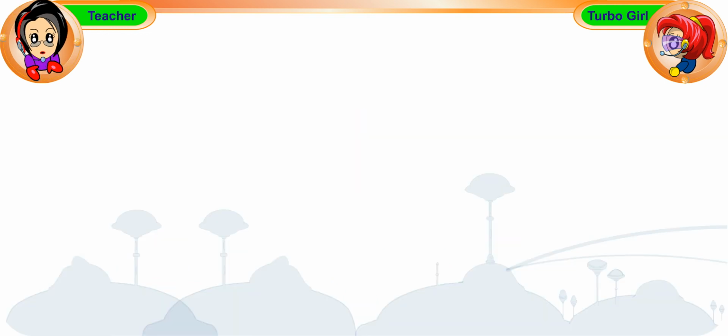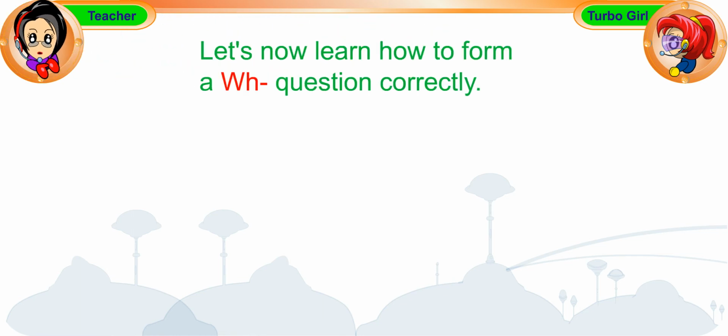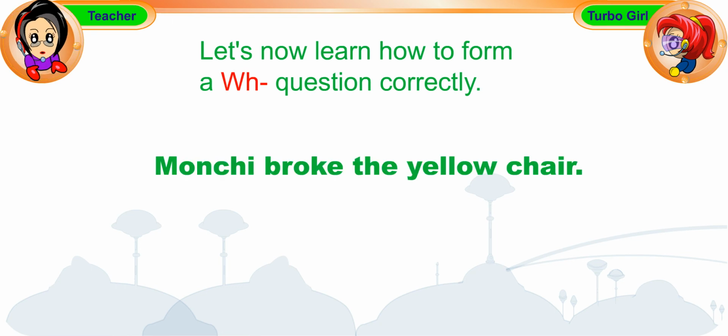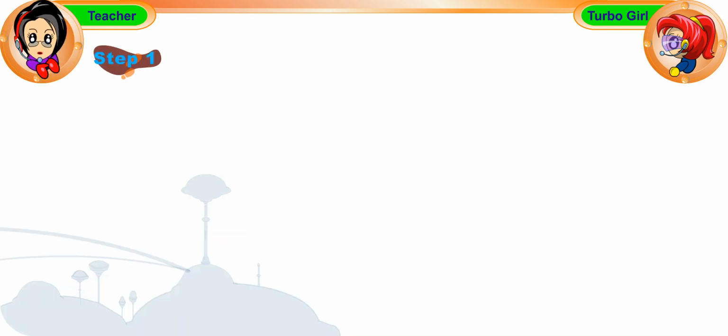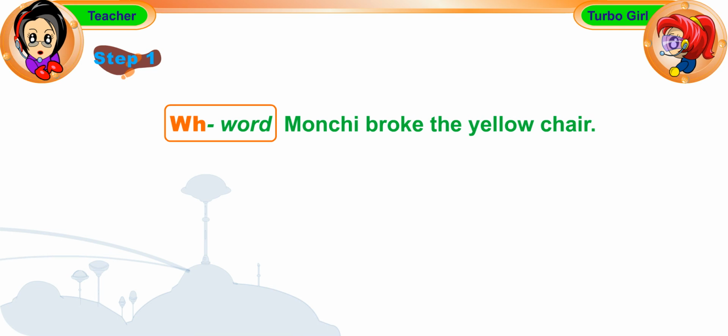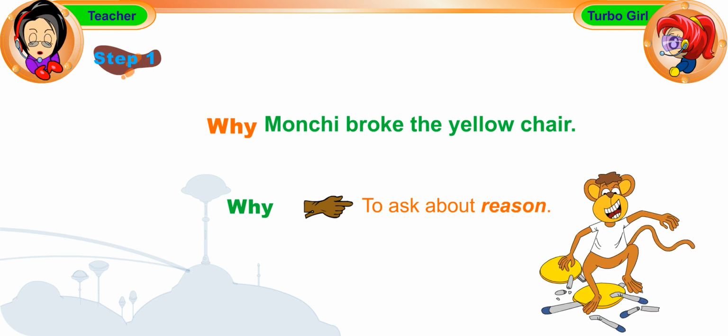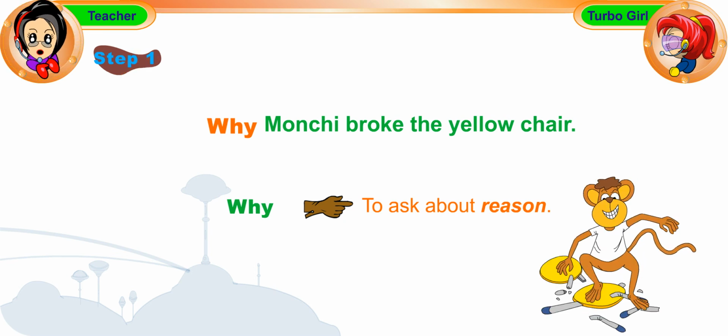There are 4 steps to form a WH question. Let's now learn how to form a WH question correctly from the sentence, Monchi broke the yellow chair. Let's say we wish to find out the reason why Monchi broke the chair. Step 1. Add the correct WH word at the beginning of the question. Since we wish to know about reason, we use the WH word why. So we have why Monchi broke the yellow chair.